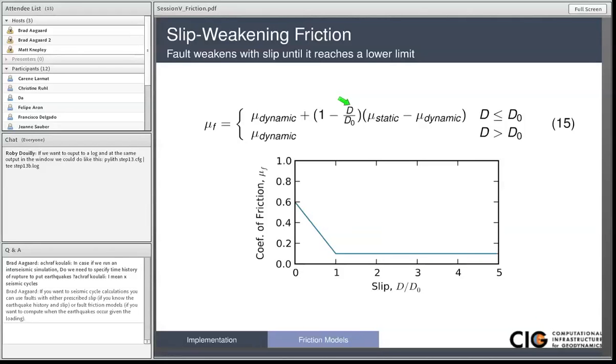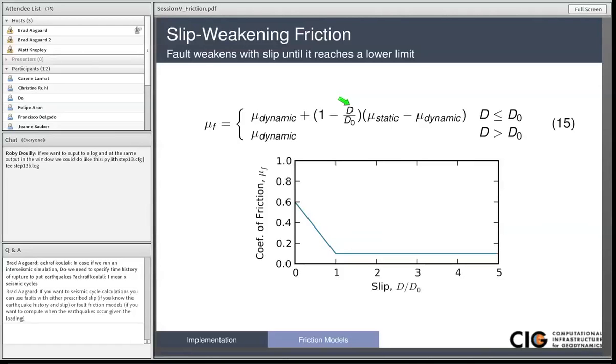In a dynamic simulation, I want this dynamic weakening to occur over many time steps. Otherwise, I'm not going to have a robust numerical solution if I have it drop down from static to dynamic in one time step. And I want it to stay at that dynamic level until essentially the velocity or slip rate goes to 0. And that's just the difference between a quasi-static and dynamic simulation with the slip weakening friction.